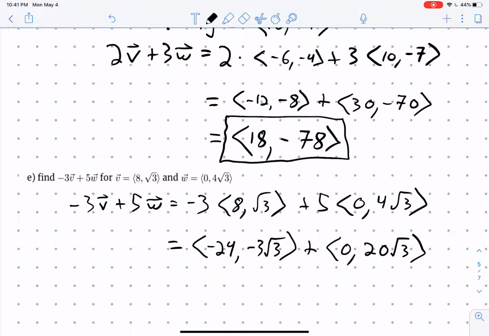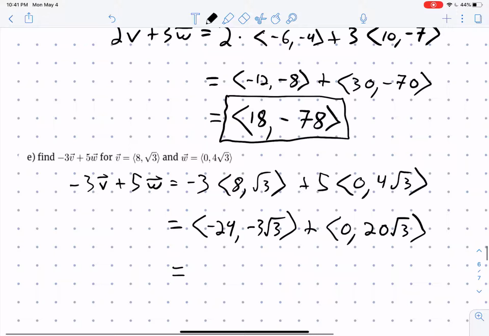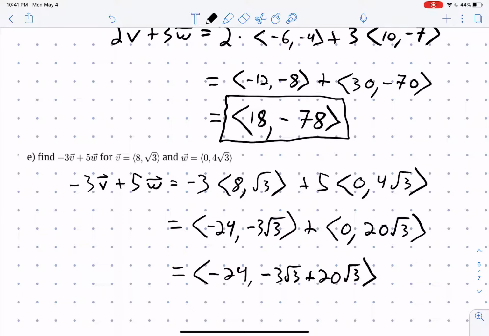Now what we're left with is addition of vectors. We are going to take this vector and this vector and add them together component-wise. So add the x's and add the y's. Negative 24 plus 0 is negative 24. And the next one, I'll just be careful and copy it down properly so that I don't mess anything up. Minus 3 radical 3 plus 20 radical 3. That's what we need to work on.